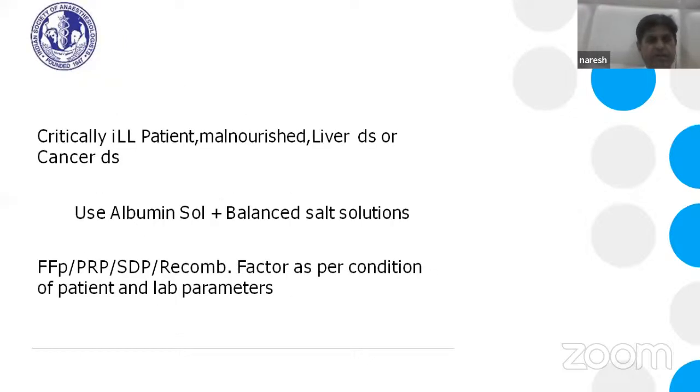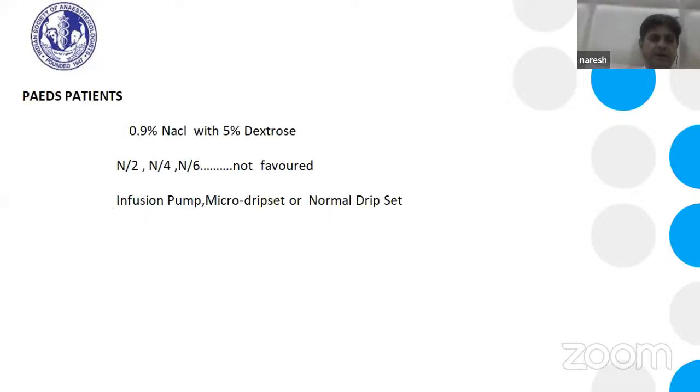So for critically ill patients, malnourished, liver disease or cancer, use albumin and balanced salt solutions, FFP, PRP, SDP, recombinant factor as per the condition of the patient and lab parameters. Here come the pediatric patients. I have made a very small slide on pediatric patients because later on I realized I did not make it.